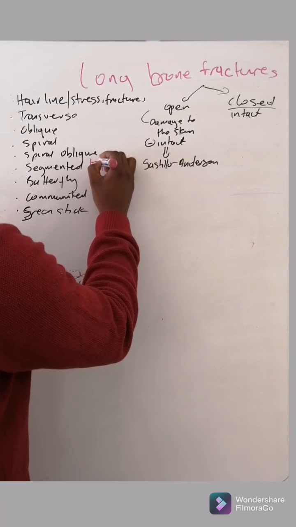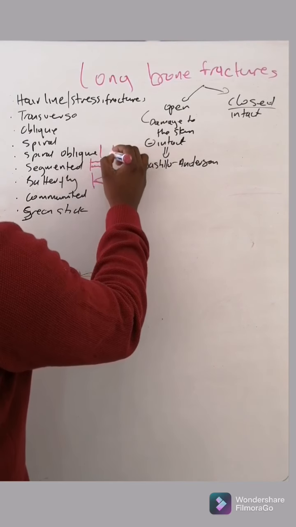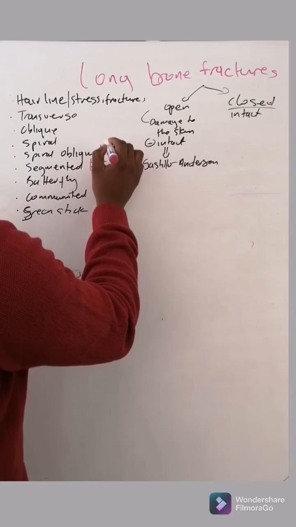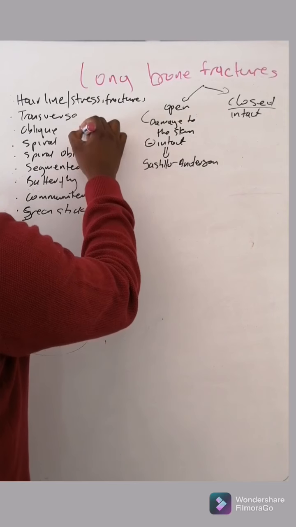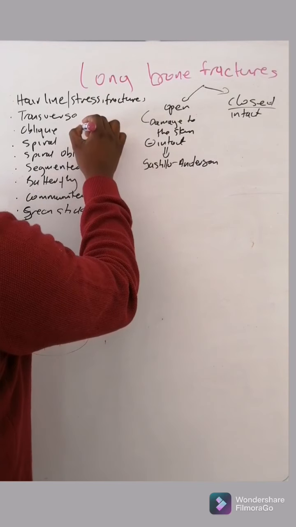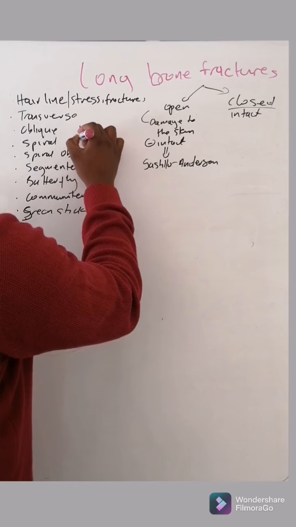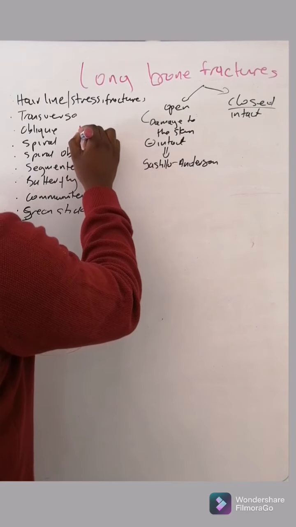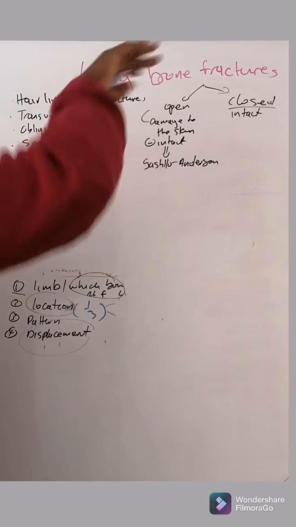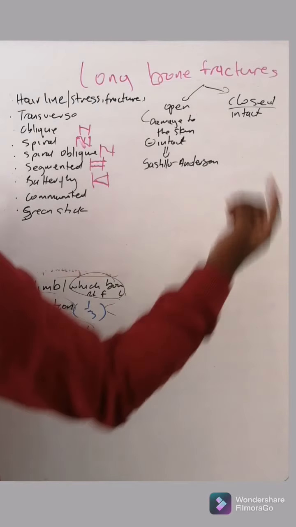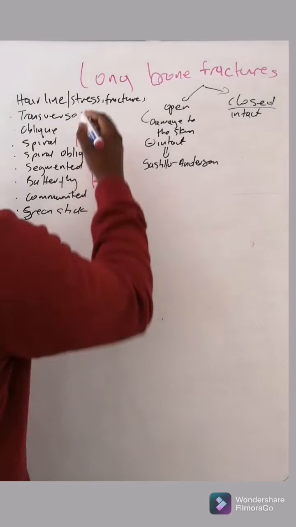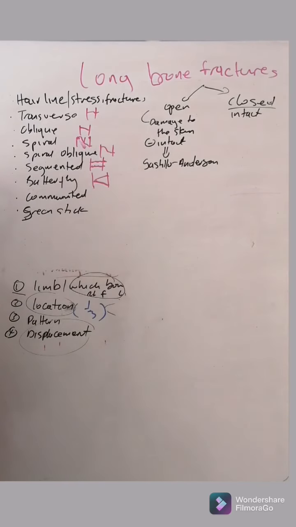There's a fracture here, there's a fracture here, oblique, spiral fracture, spiral oblique. I said I struggle to draw spiral oblique, but oblique is like this, and then spiral would be like this. It's difficult to draw, but it sort of goes around. That's a spiral fracture. It goes around the circumference of the bone. And we spoke about transverse.